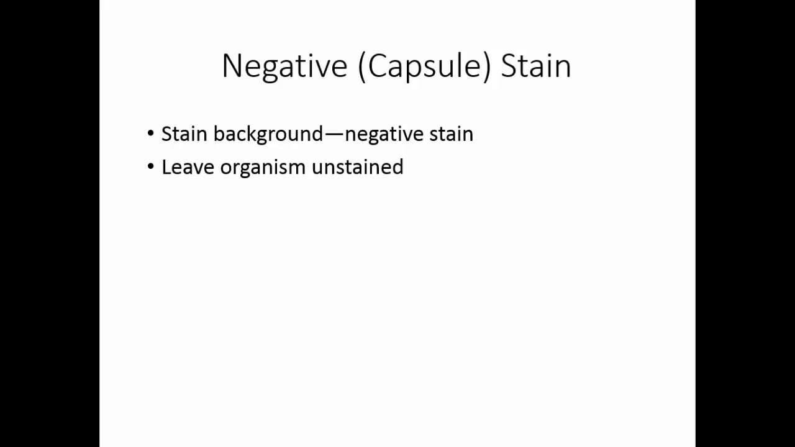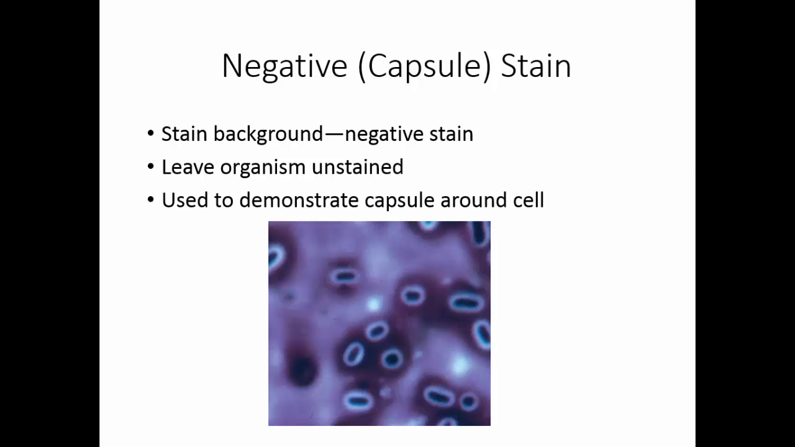Now we can use this negative stain to show a capsule around a cell. The background stains, and there's the organism in there, but you see that little halo around it. That is a capsule. And having a capsule or not having a capsule can be an identifying feature of a microorganism.